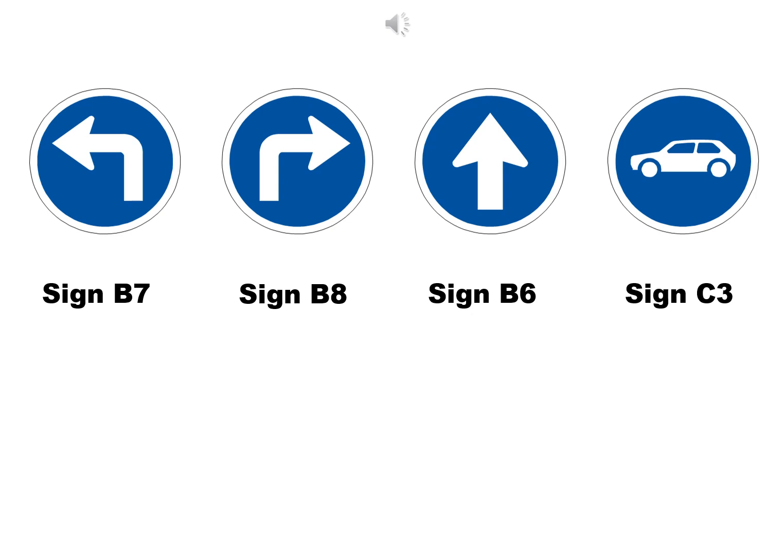Round blue signs, command signs. Sign B7, you must turn left at the next road. Sign B8, you must turn right at the next road. Sign B6, you must only drive straight on. Sign C3, you must drive there. Keyword is must.